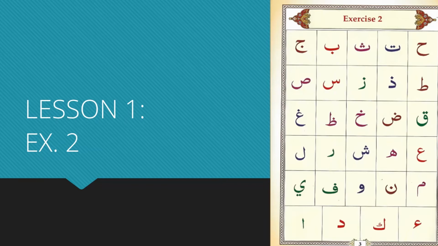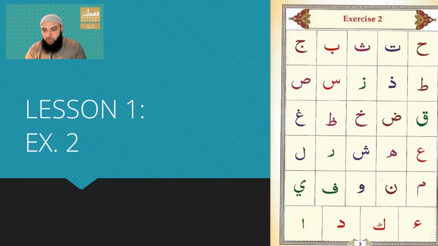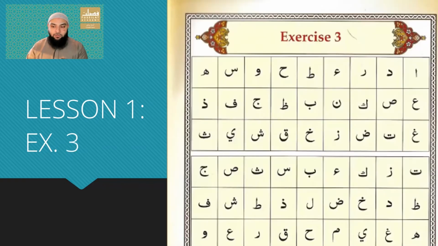Shin, ra, lam, mim, noon, fa, ya, hamza, kaf. A bit more here for dal. Qaf, dal, alif. Good. Very good. Jazakallah khairah. We're going to go to the next one, which is again jumbled up in a different order.